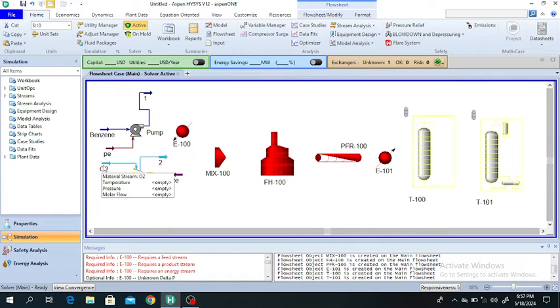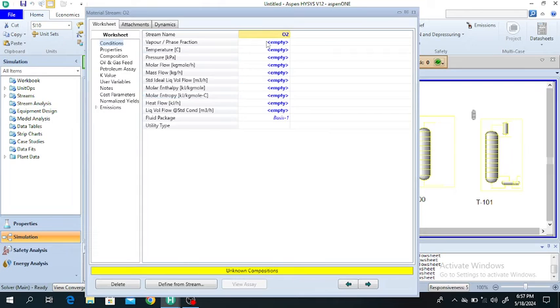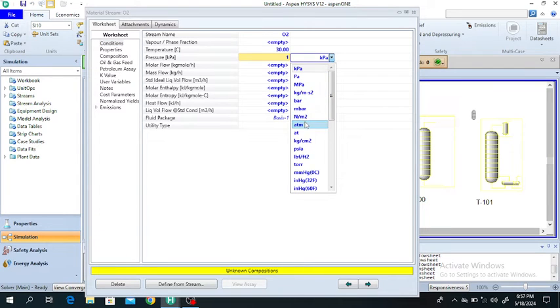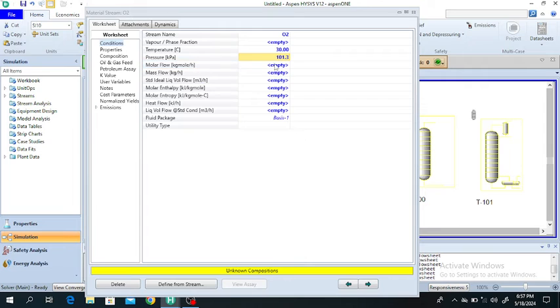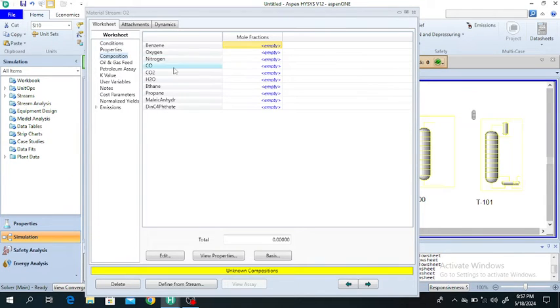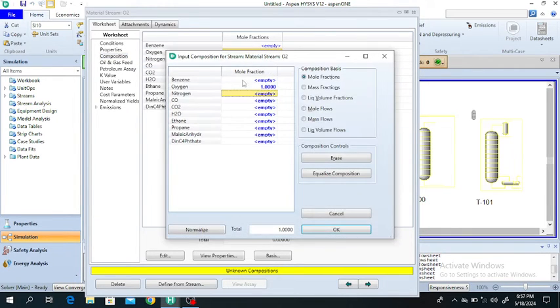Now double click on the oxygen stream. This is the oxygen stream. It is entering the compressor, and the oxygen is at 30 degrees centigrade and 1 atmospheric pressure. I'm assuming this value. You can put another value according to your problem. The molar flow rate of oxygen, I'm assuming, is 3500 kilomole per hour. It is excess air, excess oxygen. The composition of oxygen is pure oxygen, so oxygen mole fraction is 1.